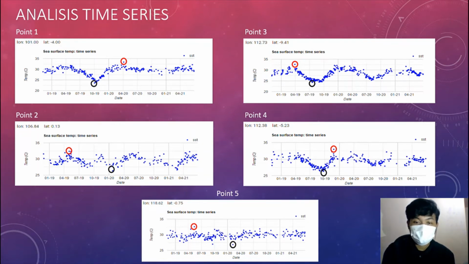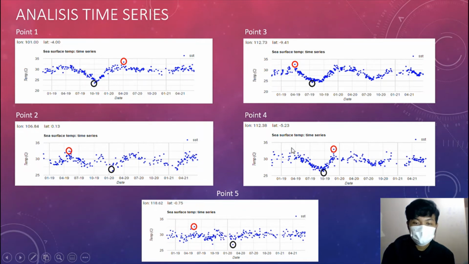For the second point, the maximum temperature is 33 degrees Celsius on April 2019. The minimum temperature is 26 degrees Celsius on January 2020. And for the third point, the maximum temperature is 34 degrees Celsius on April 2018. The minimum temperature is 24 degrees Celsius on July 2020.